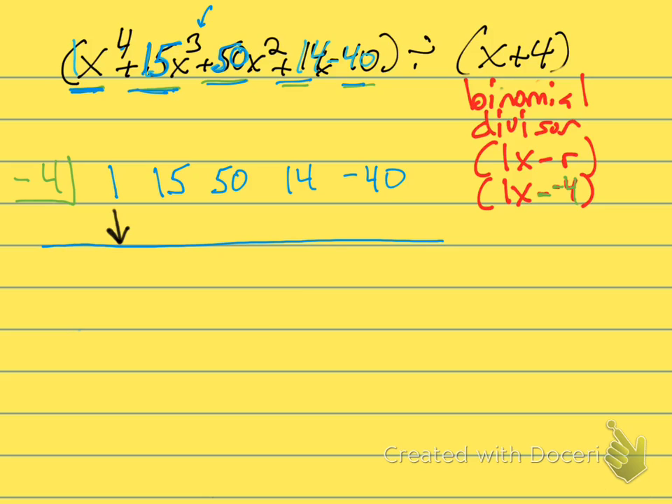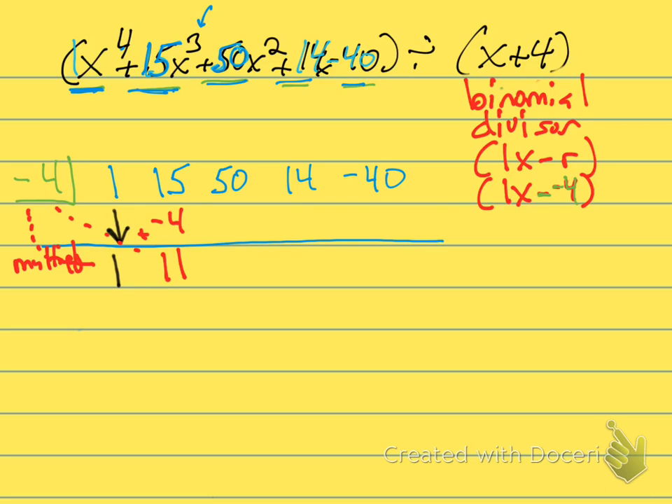Synthetic division starts by bringing down the leading coefficient, and then after you bring that down, you're going to take the number in the box and multiply it by the leading coefficient here. Negative 4 times 1 is negative 4. And then we're going to add down, and this will give us 11.